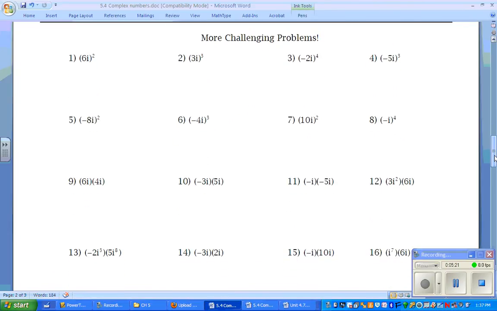In here, you're just multiplying negative times negative is positive 5i squared. We can simplify this to negative 1. 5 times negative 1 is negative 5.